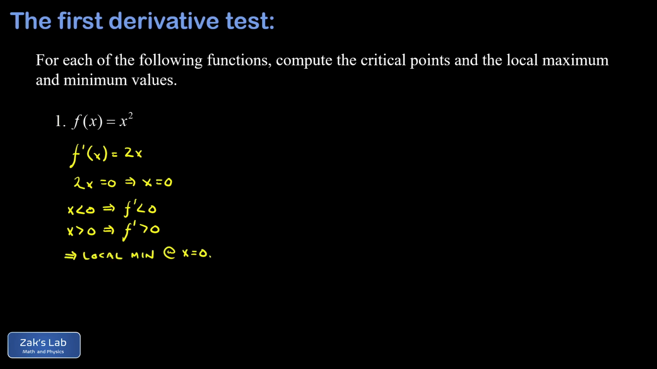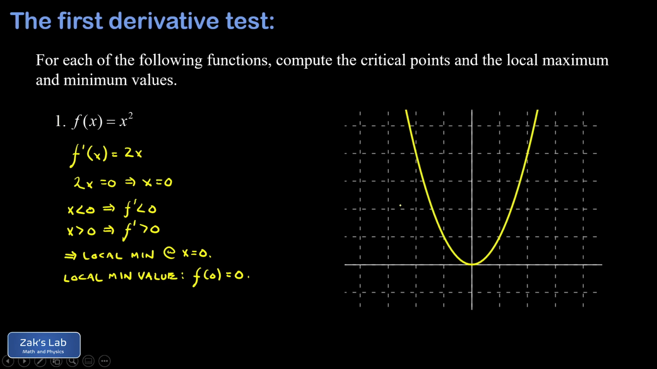Now in the instructions to the problem, we're also asked to compute the local maximum and minimum values. So that means the y values connected to these critical points. So our local minimum value here is just f of 0, and that's 0. Okay, so we've discovered that the point (0, 0) is a local minimum of the function f of x equals x squared. And you may be so familiar with this graph that you already guessed that before we even had to do any work. But there's the graph verifying that we have the bottom of a valley sitting right there at the origin for this function.